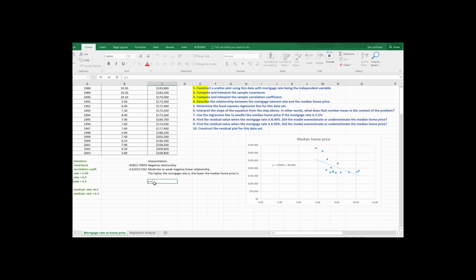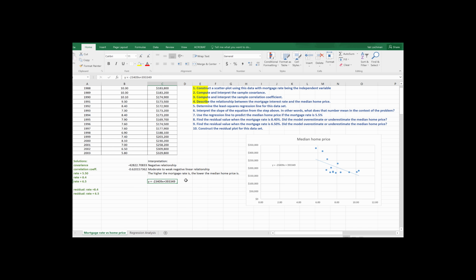Y is equal to -23409x plus 393349. Okay, and these numbers are actually rounded, but that's okay because we're dealing with dollars. It's okay to round in this case.